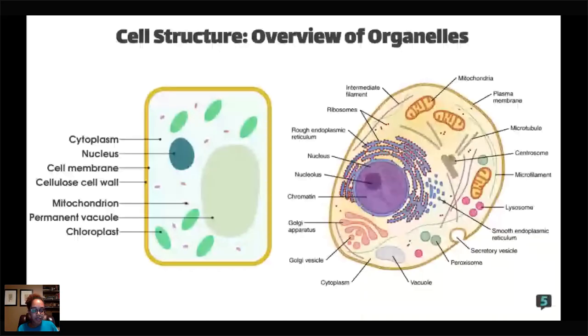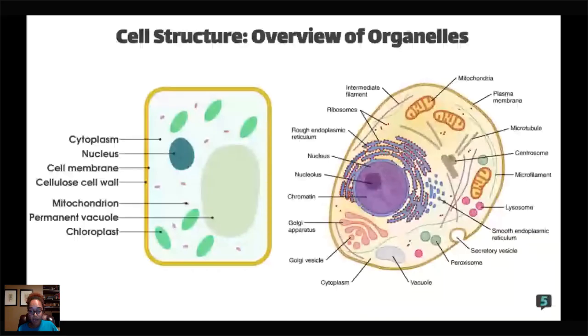So the endoplasmic reticulum here, you have rough and smooth. Starting with smooth, the smooth endoplasmic reticulum is smooth because it doesn't have ribosomes on it. It produces hormones for the body, and it also detoxes the body. Those are the two main functions of the smooth endoplasmic reticulum: hormone production and detoxification.